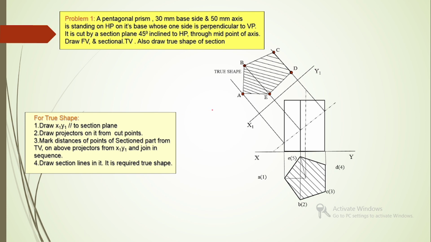First we have to construct the top view of the pentagonal prism in such a way that one of the base edges, one side, is perpendicular to VP. So that this side is perpendicular to VP, we can represent the pentagon like this. Then we can draw this pentagon like this.